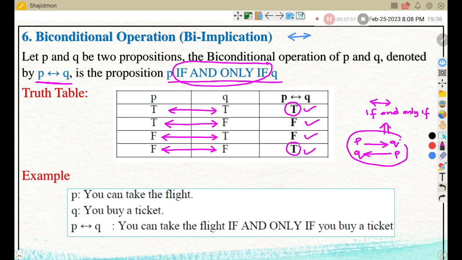Hope you understood that one. For example, P: you can take a flight. Q means you buy a ticket.